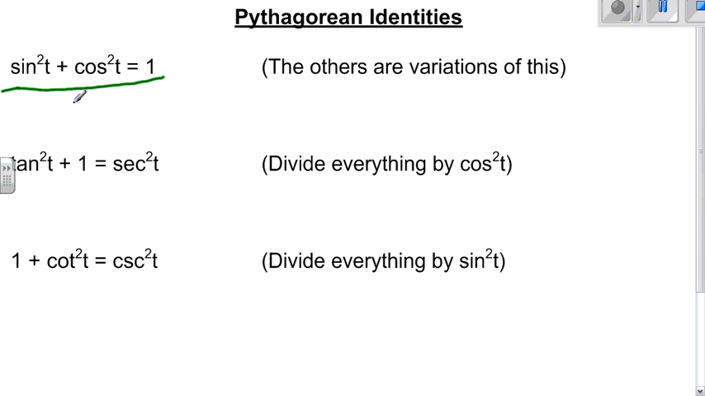So if we divided everything here by cosine squared, cosine squared over cosine squared would be 1. Sine over cosine is tangent, so sine squared over cosine squared would be tangent squared. And then 1 over cosine is secant. So it's just dividing everything by cosine squared and writing what that means. Same thing, we could also divide everything by sine squared, so we would get 1. Cosine over sine is cotangent, so that's cotangent squared. And then 1 over sine is cosecant, so cosecant squared. So just by dividing, we got 2 new identities.